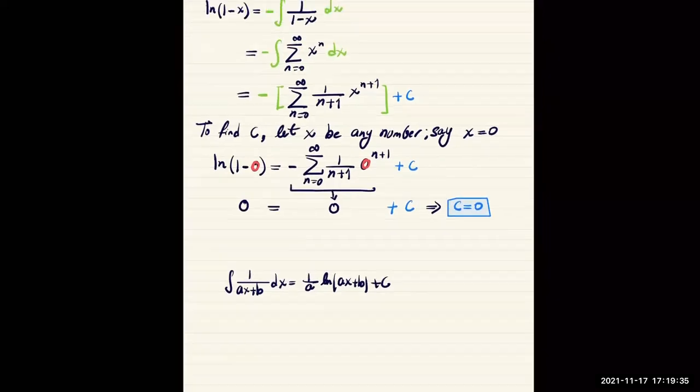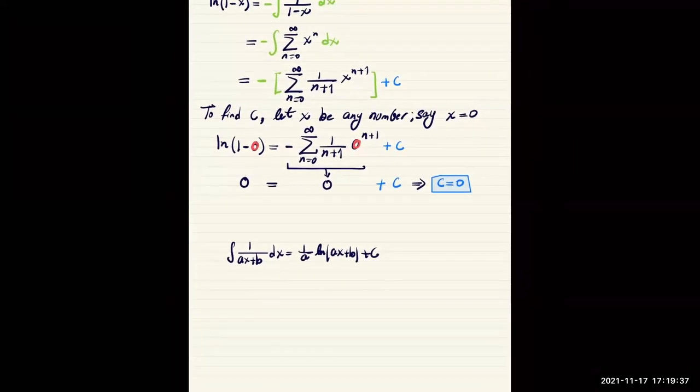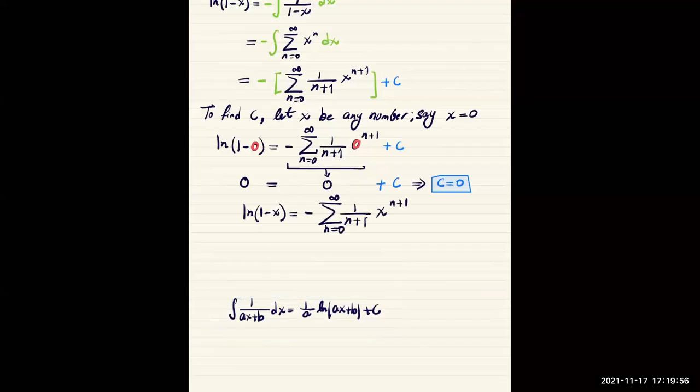Therefore, we now have the power series for ln of 1 minus x. It's equal to the negative of the sum of 1 over n plus 1, x to the n plus 1, plus the constant, which is just 0, and that's it.